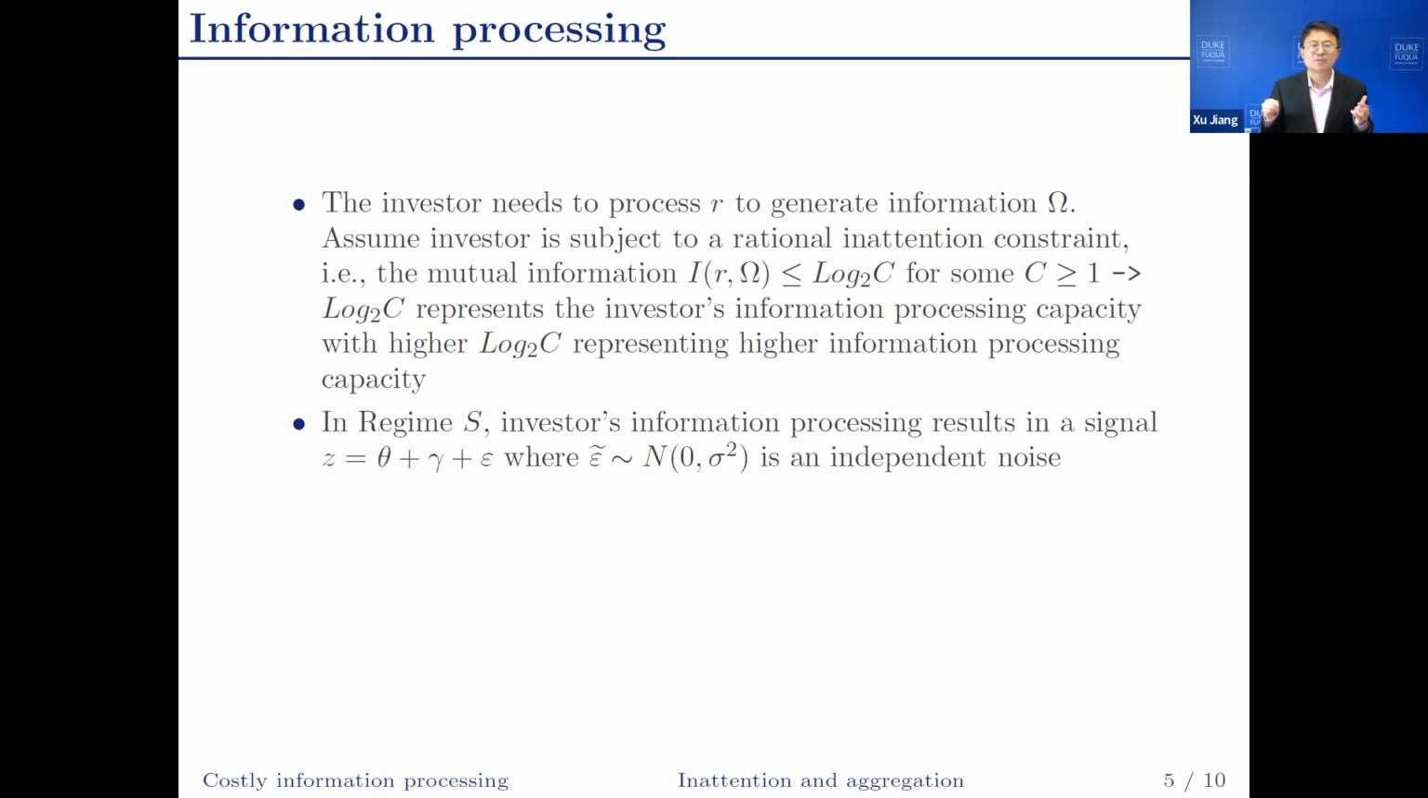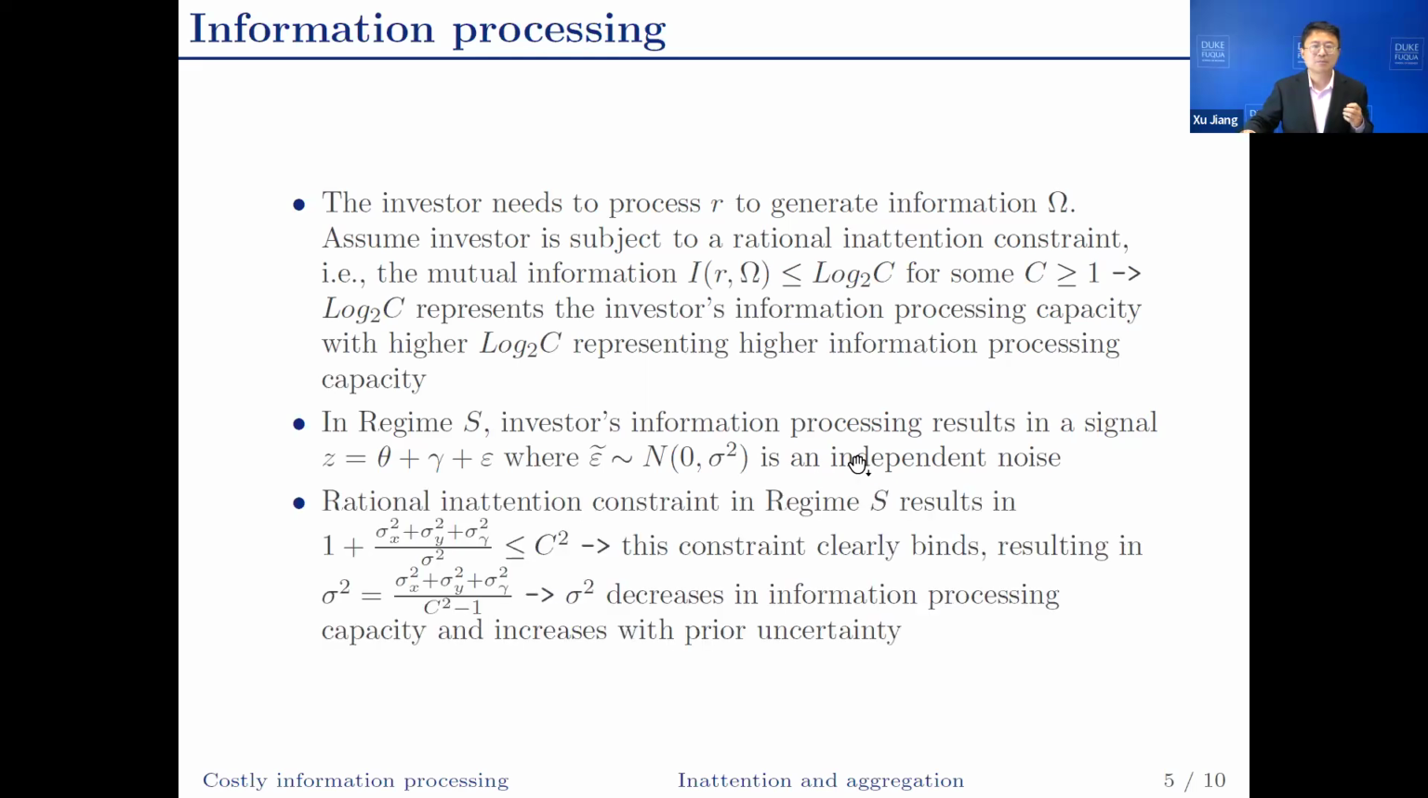In a summary regime, investors' information processing would result in a signal theta plus gamma plus epsilon, for epsilon normally distributed with mean 0 and variance sigma squared, an independent noise. This just means that because investors have limited information processing, they cannot observe theta plus gamma. They observe theta plus gamma plus epsilon. And the rational inattention constraint can solve for sigma squared. We can see that sigma squared decreases with the information processing capacity, which is intuitive. The more capacity you have, the more you can process, and the lower the variance of the noise.